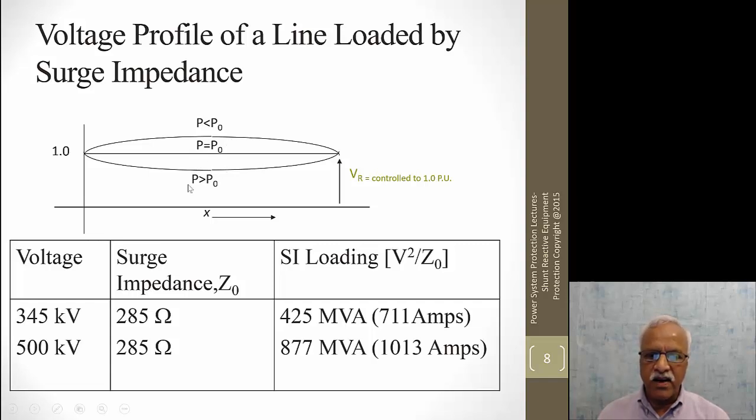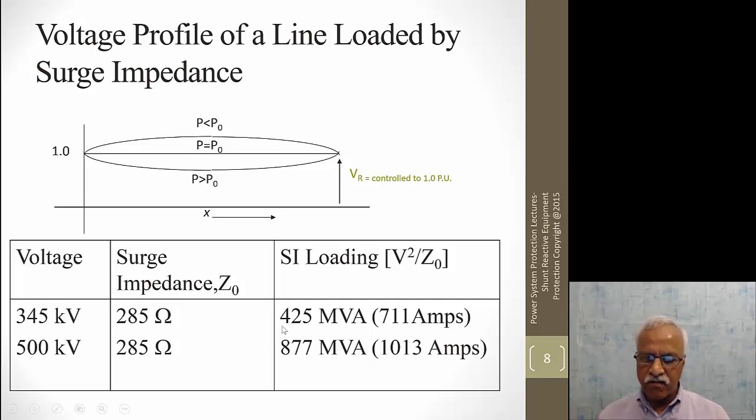And then if it is loaded higher than the surge impedance loading, the voltages will reduce. So in a system where your loading is below the surge impedance loading, the voltage is generally higher than your nominal specified voltage or the voltage at the generating stations. And if it is a heavily loaded system, then the voltages tend to go down. So these are some numbers I have given here.